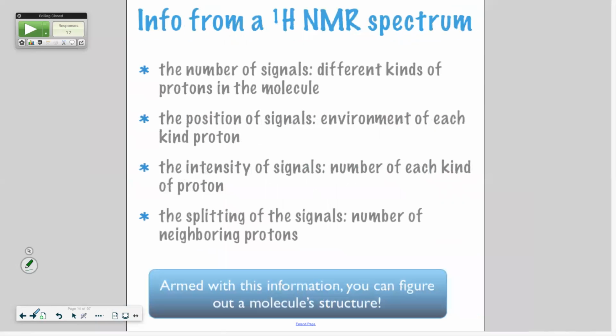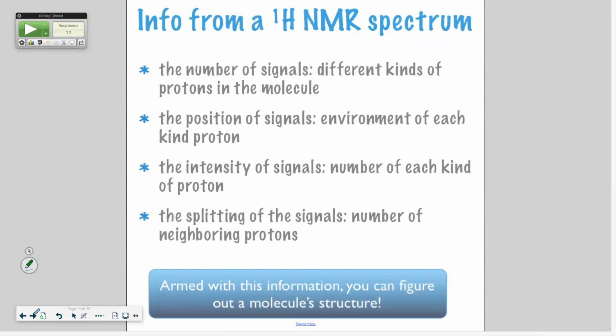Okay, so when you look at an NMR spectrum, you're going to get 4 different basic kinds of information. One, the number of signals. The number of signals tells you the different kinds of protons that are in your molecule. The second one is the position of the signals, where they come on the scale, which is going to be different based on the environment around each kind of proton. The third one is the intensity of the signals. Is it a big signal or is it a little baby signal? The intensity of the signals tells you the number of each kind of proton.